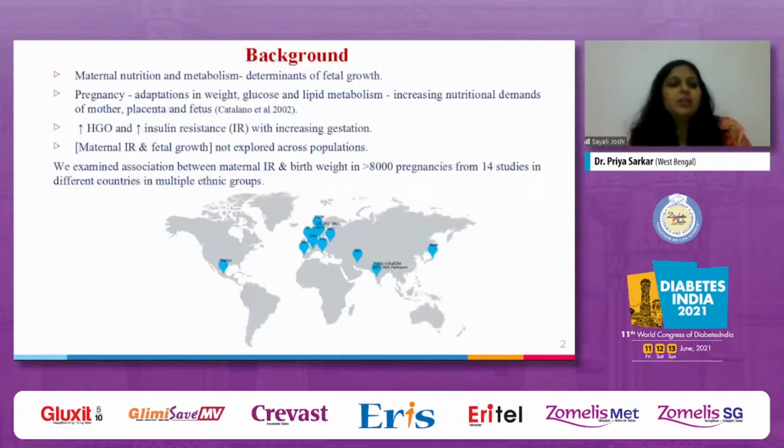To give a background, maternal nutrition and metabolism are major determinants of fetal growth. Pregnancy is characterized by adaptations in weight, glucose, and lipid metabolism to meet the increasing nutritional demands of the mother, the placenta, and the fetus. This is maintained by increasing the hepatic glucose production and increasing insulin resistance with increasing gestation.